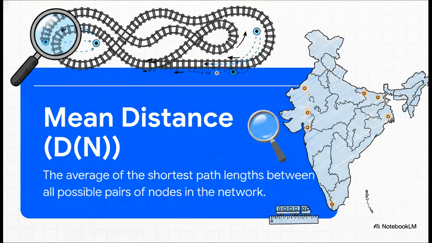Now let's take that idea and scale it up. Imagine we calculate that shortest path length, the minimum number of train changes, between every single possible pair of stations in the entire country. And then you take all those numbers and find the average. What you get is the mean distance of the whole network. This one single number tells us, on average, how easy it is to get from anywhere to anywhere else.